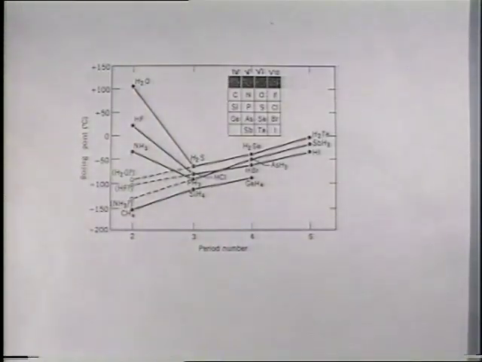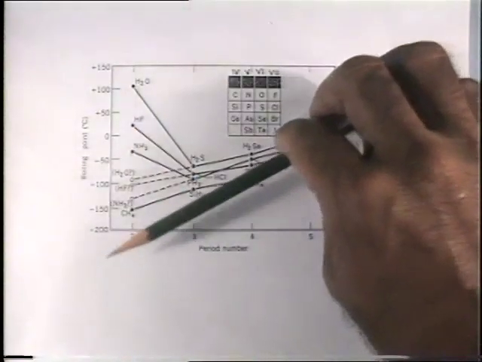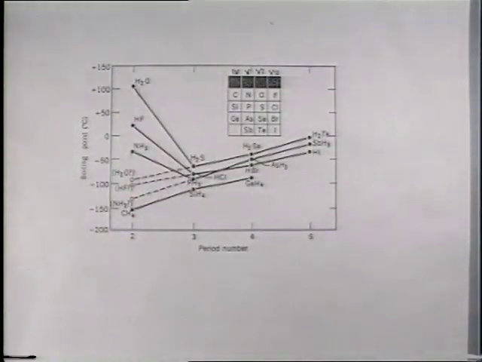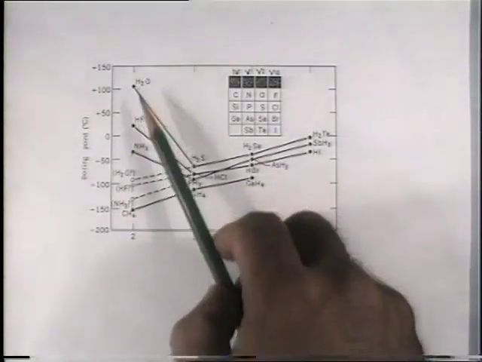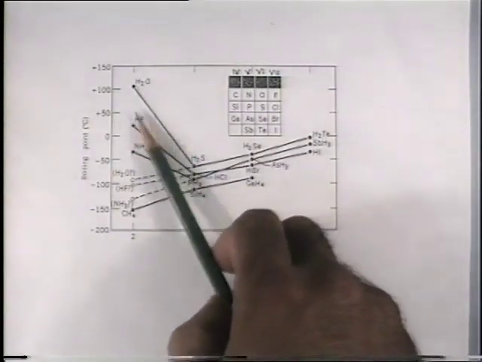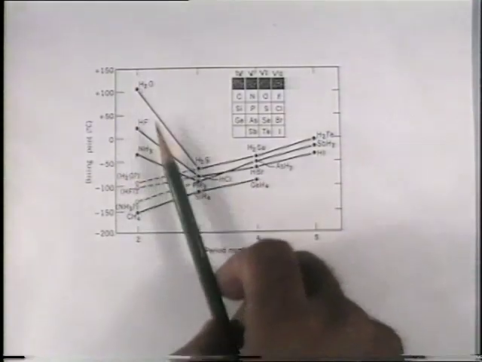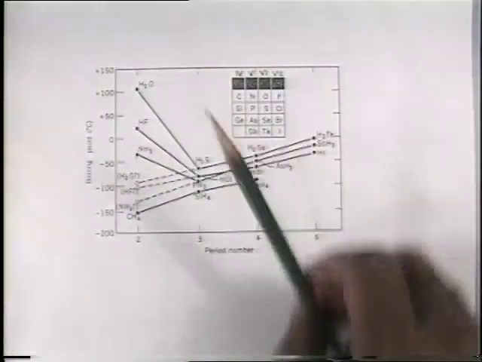So the question that you may ask is why this deviation from the trend? And the answer to that is simply because of hydrogen bonding. You find that there is hydrogen bonding in these molecules here, in water, hydrogen fluoride, and in ammonia. And this is the cause of the increase in boiling points in these three. So the deviation from the trend.